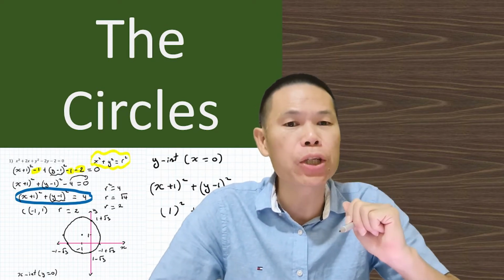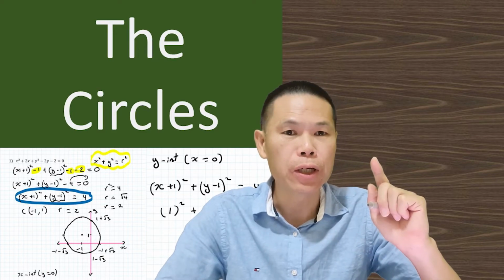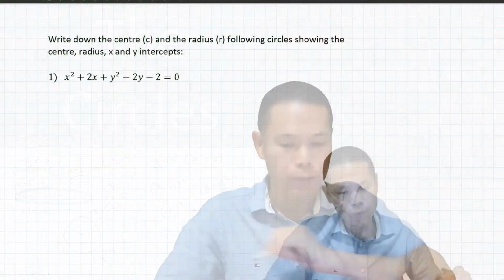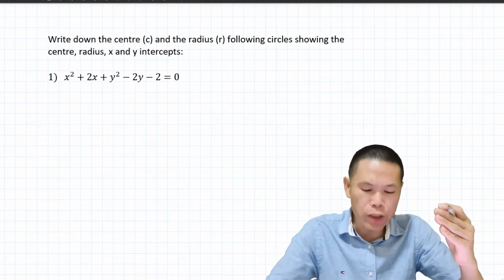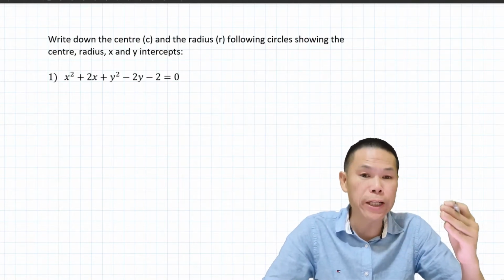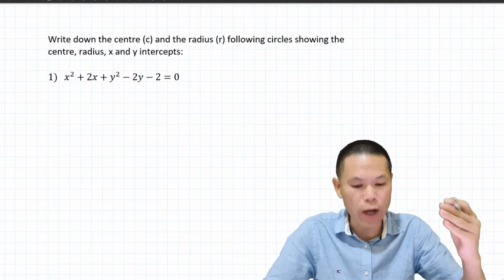In this lesson, I'm going to teach you how to graph circles. So let's go straight into it. First one, we need to graph this circle showing radius, center, x and y intercepts.